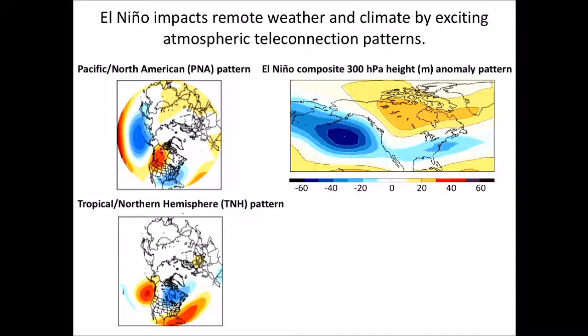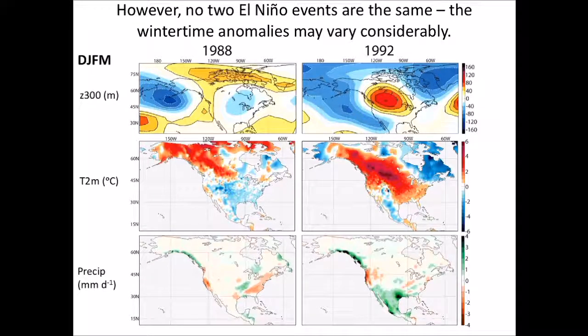So in the negative phase, this Aleutian low is strengthened and shifted eastward. We have positive anomalies over Canada and negative anomalies from Florida extending into the Atlantic. So this composite pattern has a blend of these kind of features. So that was the composite pattern.